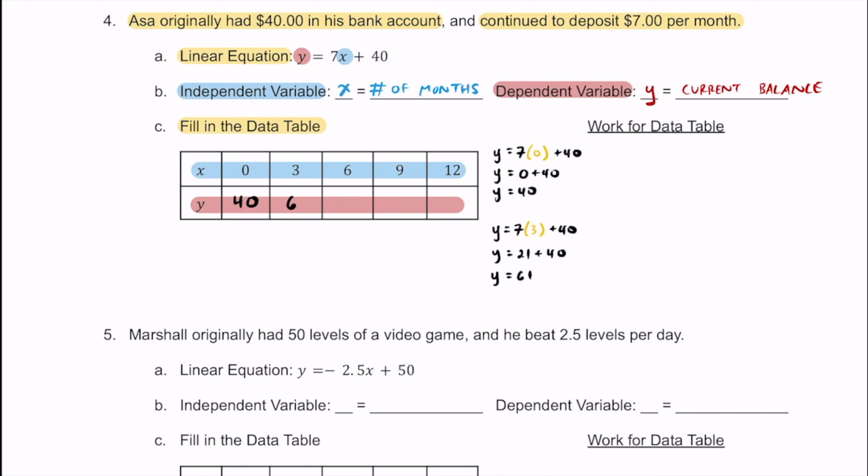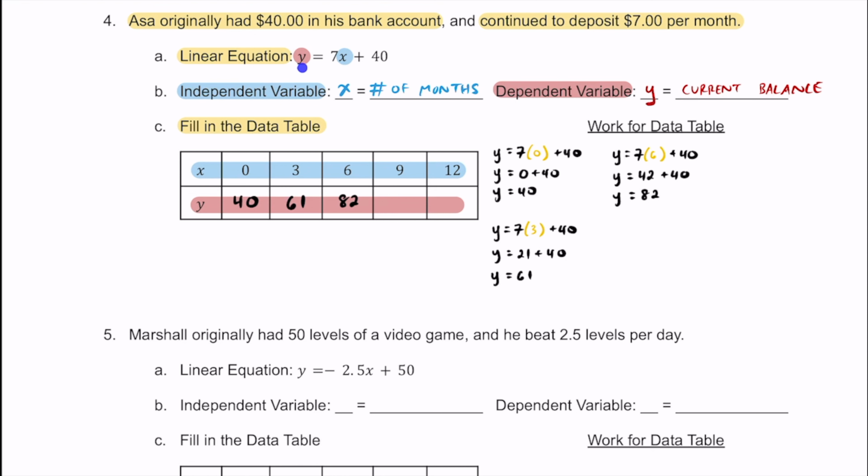So in 3 months, Asa will have $61 in this bank account. Then we take this linear equation, x is now 6, so 6 months goes by. Let's go ahead and substitute 6 in here. So we're going to get y is equal to 7 multiplied by 6, and then we're going to add the 40 he already had. 7 times 6 means he gains $42 in that 6-month time period, plus the 40 he already had. That's going to be a total of $82. Okay, so in 6 months, Asa should have 82 bucks in total.